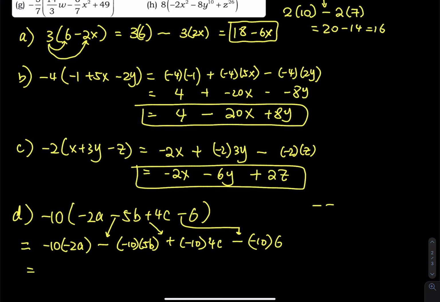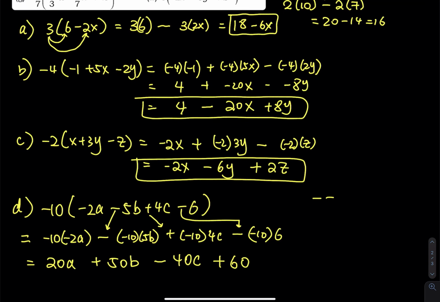So you have a 20a, number times number, and then negative 10, minus minus becomes a plus, so that is a 50b, plus minus becomes a minus 40c, and then minus minus is a plus 60.